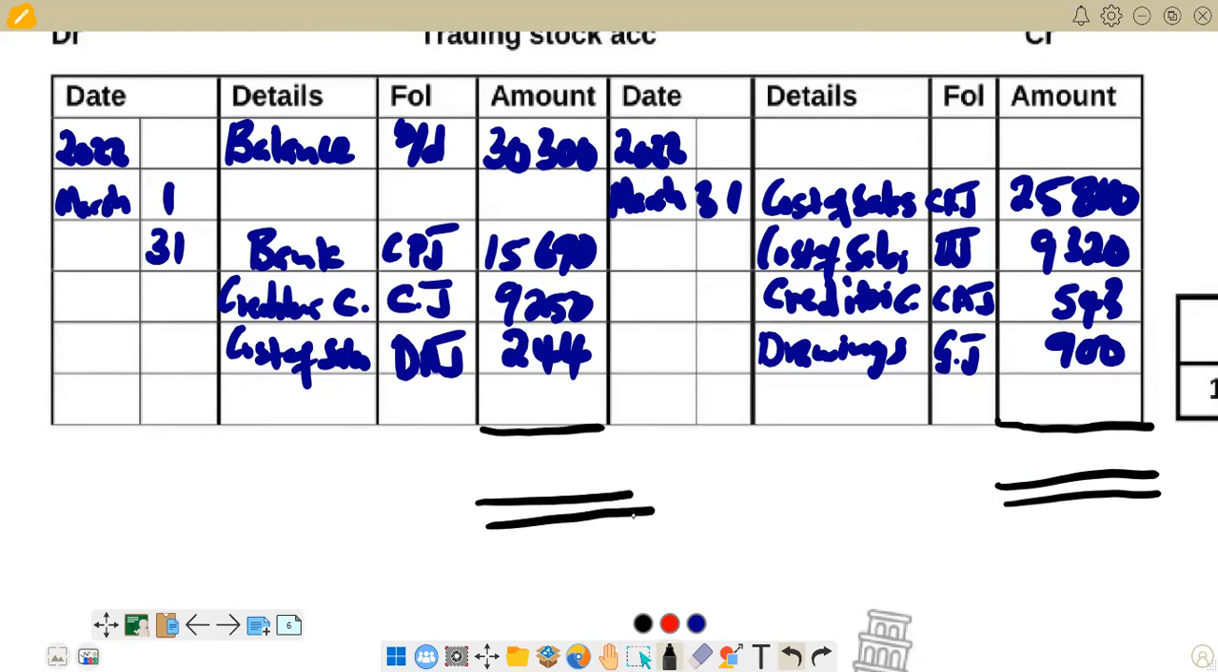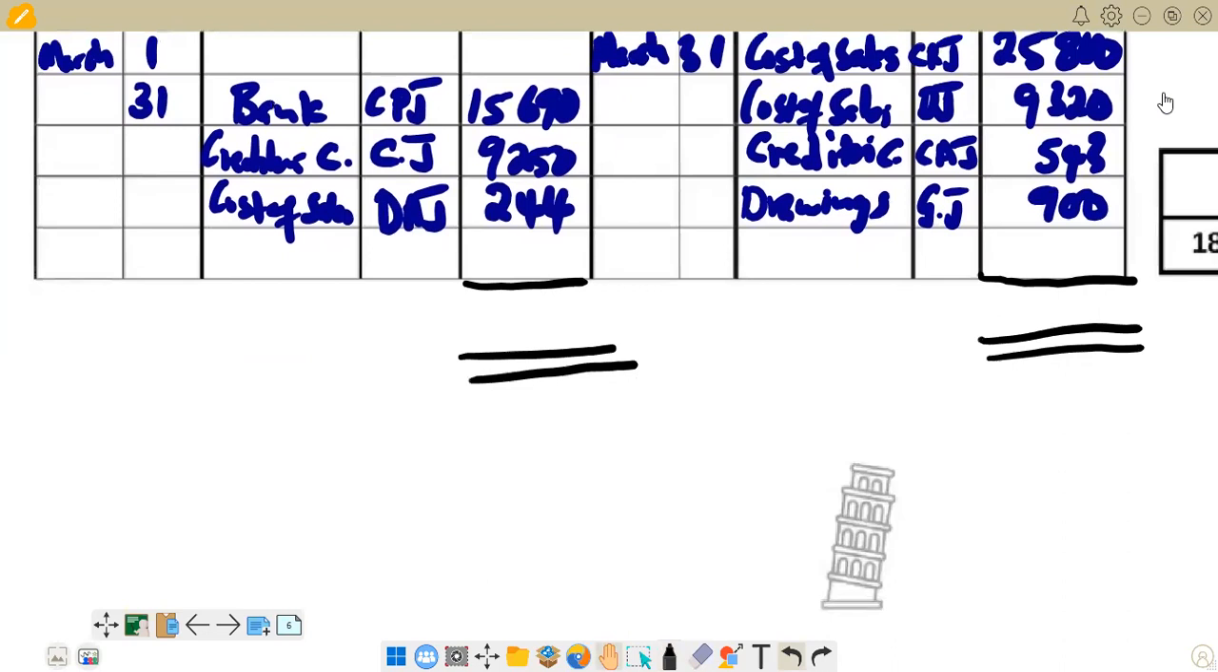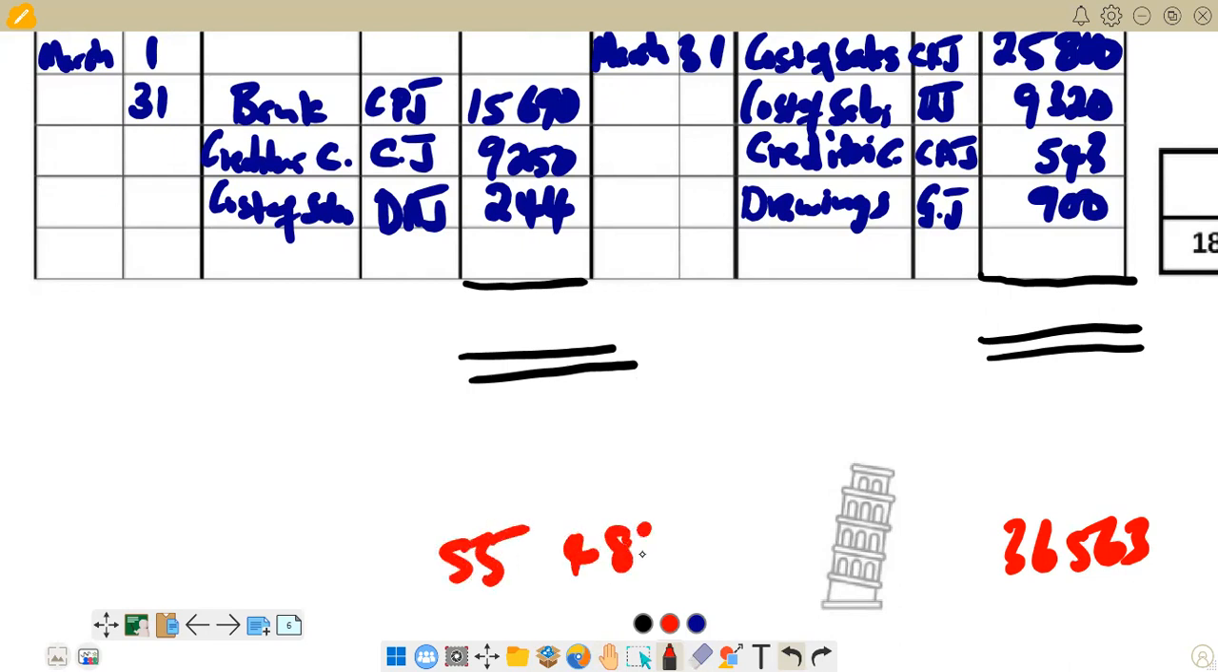So remember, when we are balancing an account, you add the total of the credit, you put it aside, you add the total of the debit, you put it aside. Like in this case, if you add the credit side there, the total that you get there is 36,563. You add the total of the debit, the total that you get is 55,484. So this is our debit, this is our credit total.